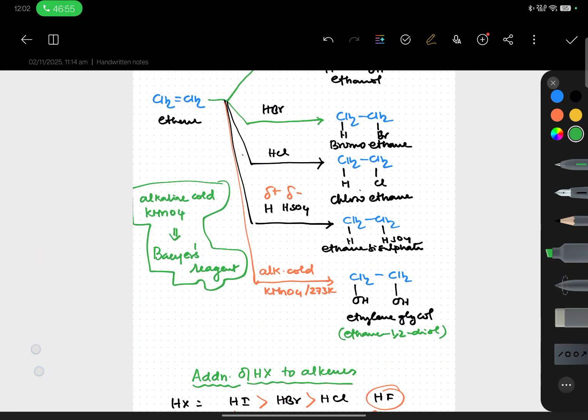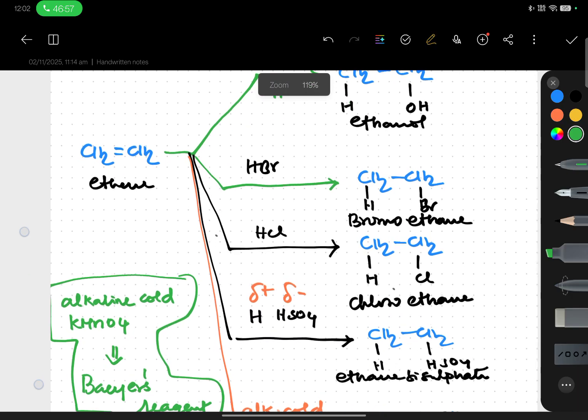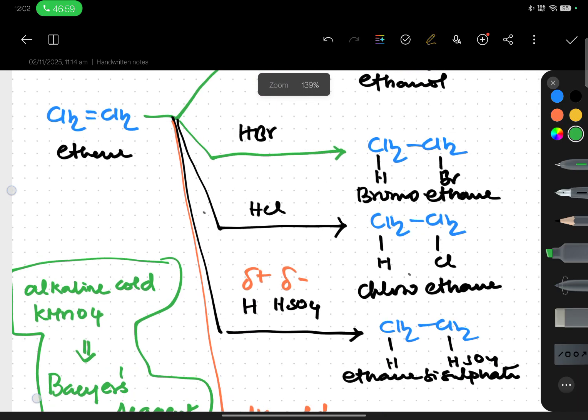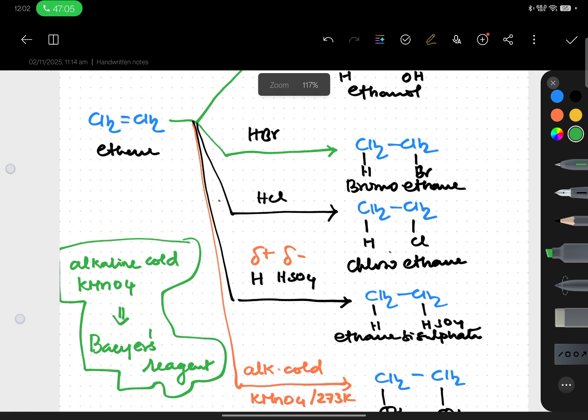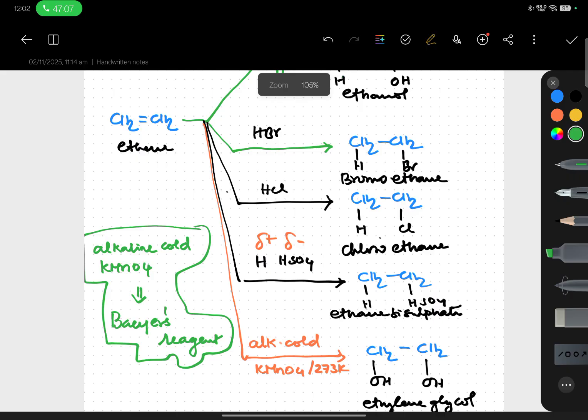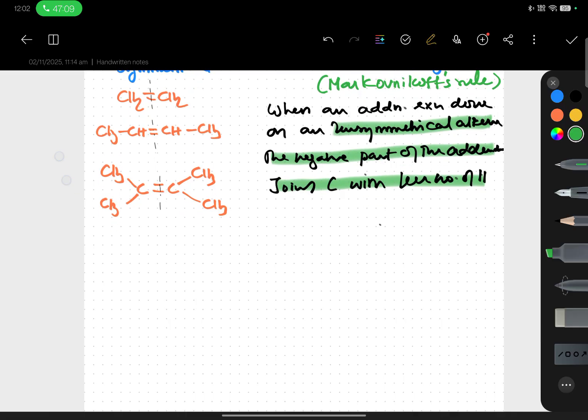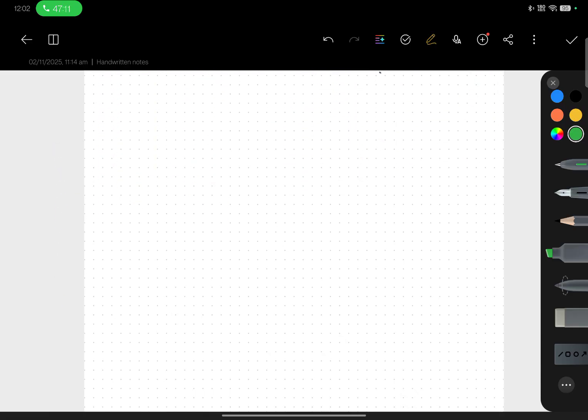We have already learned the addition of HBr and HCl in symmetrical alkene. Look here, CH2 double bond CH, HBr and HCl is added, you get two products. On either side you add H or Br, you get the same product. But when it comes to addition to an unsymmetrical alkene, there are two products possible. Shall we see that first?